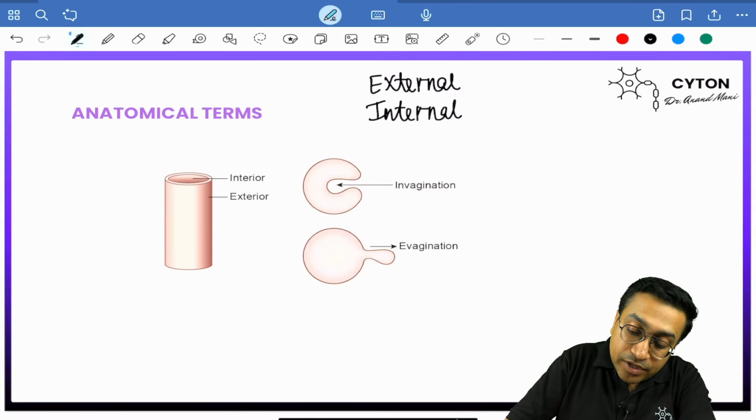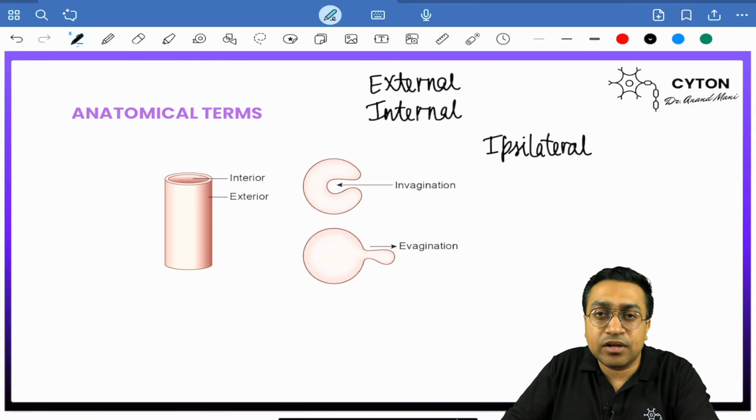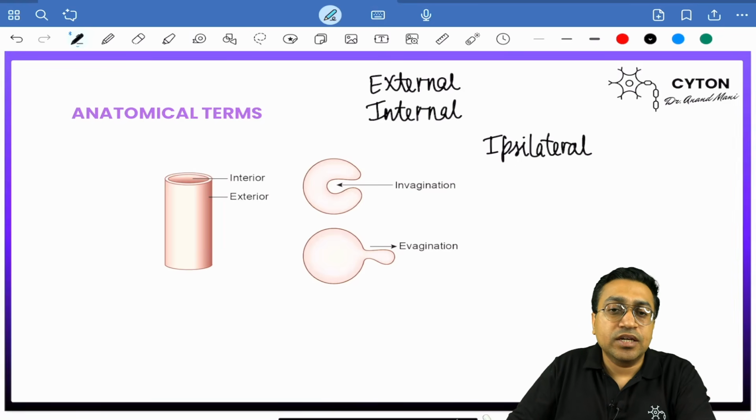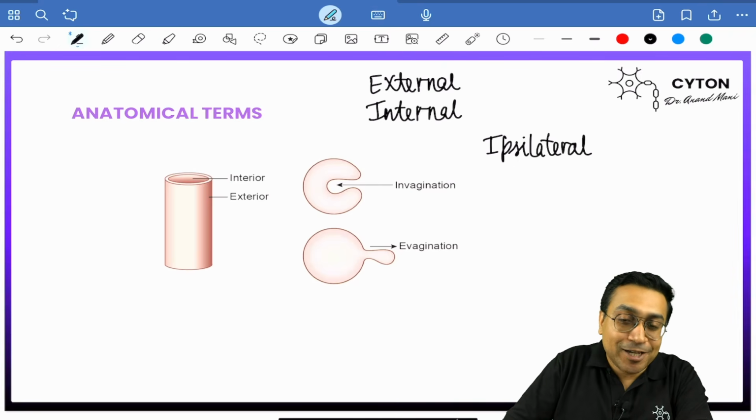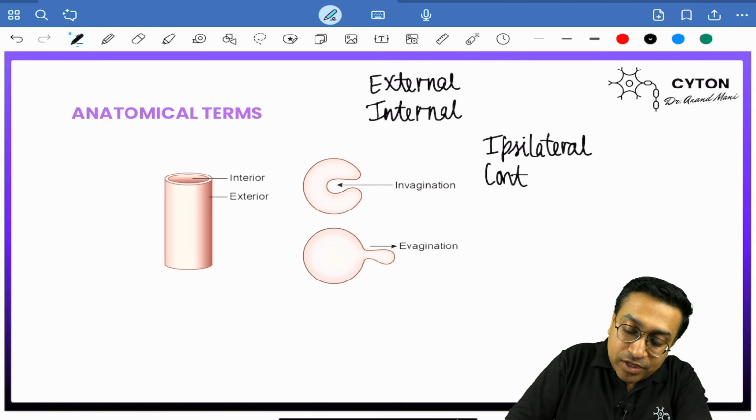Then there is a word ipsilateral. I am writing all the important terms which you will ever hear in your entire first year of anatomy. Trying my level best to cover all of them in one class. Ipsilateral is on the same side of the body. Then contralateral.